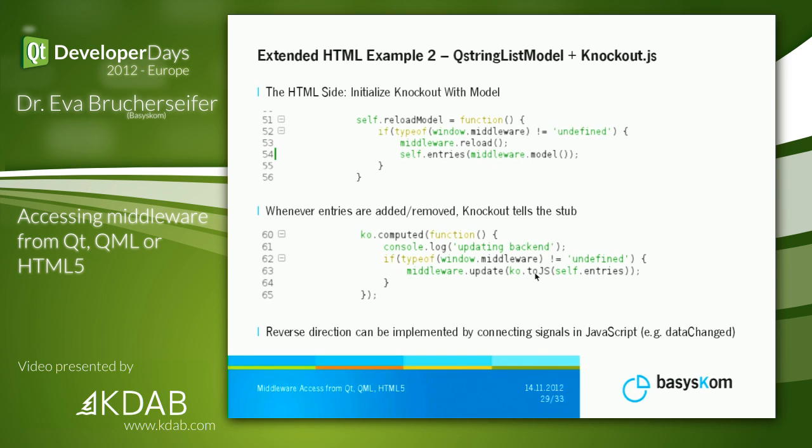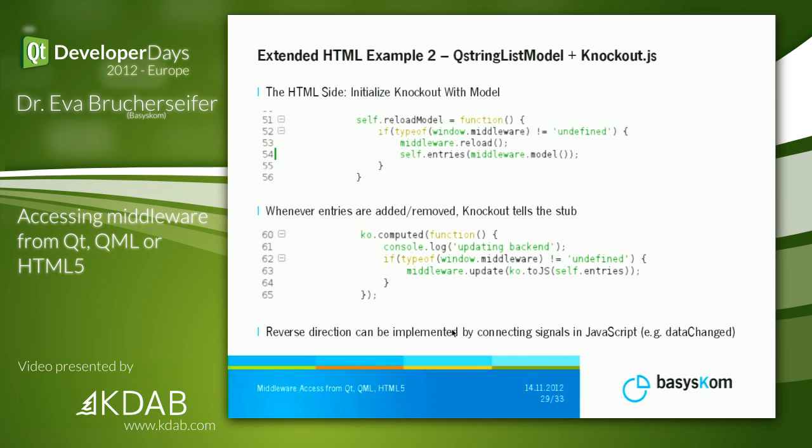The toJS is to get rid of the knockout extras, so it converts it into a plain JavaScript string array, and it calls middleware update with a plain array, and it works like this. The new string list is set on the model in the backend, and it works.